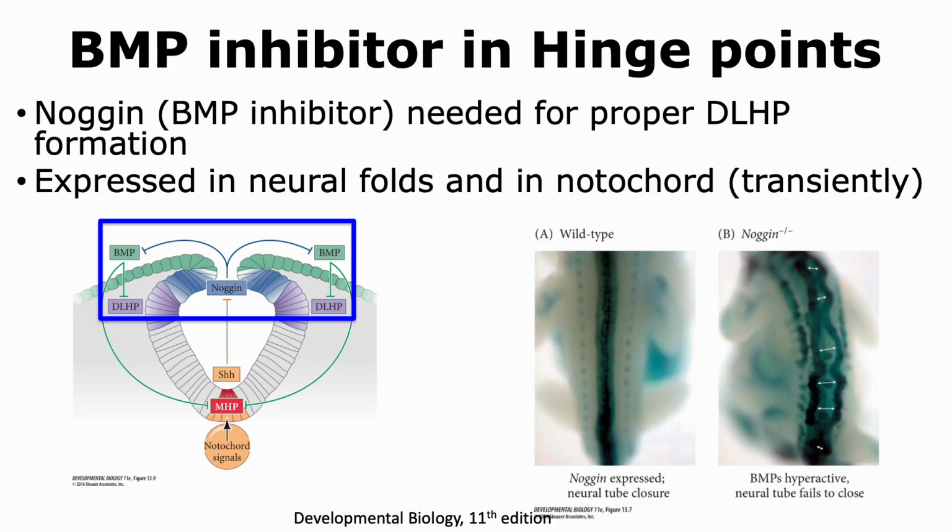On the other hand, when we look at the upper part of it, then we can see that noggin is present where we have the dorsolateral hinge points, and that way the BMP signaling is attenuated so that we can have correct formation of the dorsolateral hinge points. And thus, between sonic hedgehog's activity and BMP signaling, we are able to see how proper neurulation occurs.